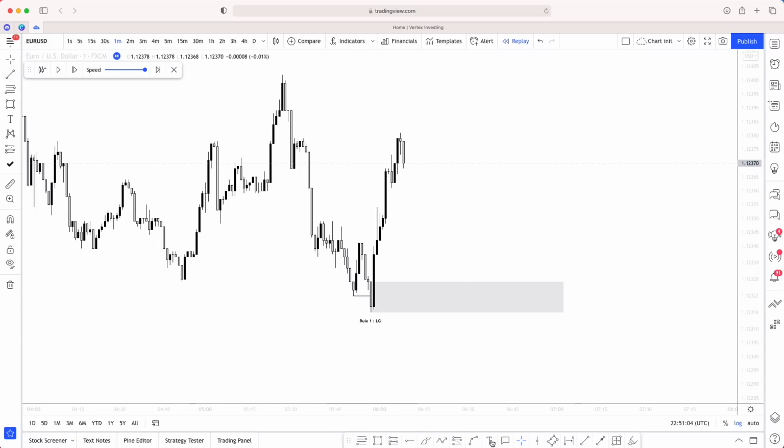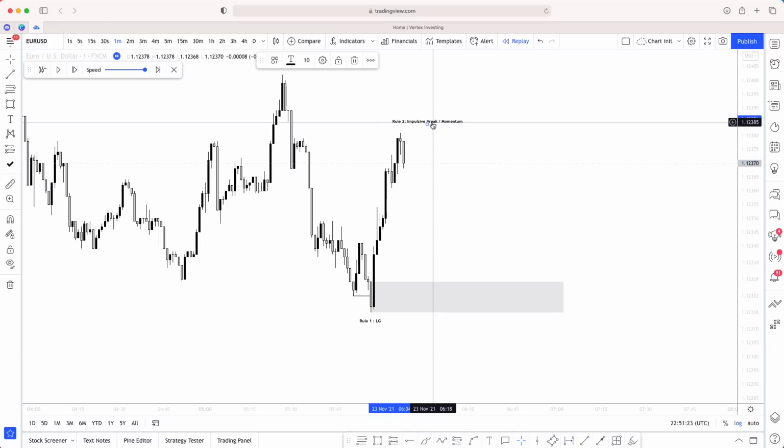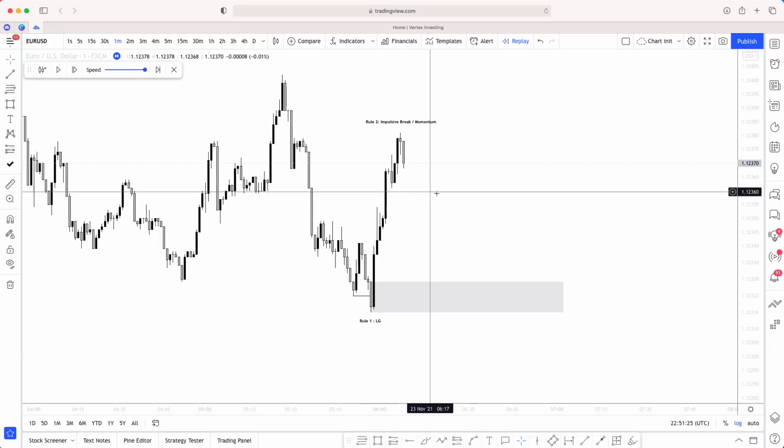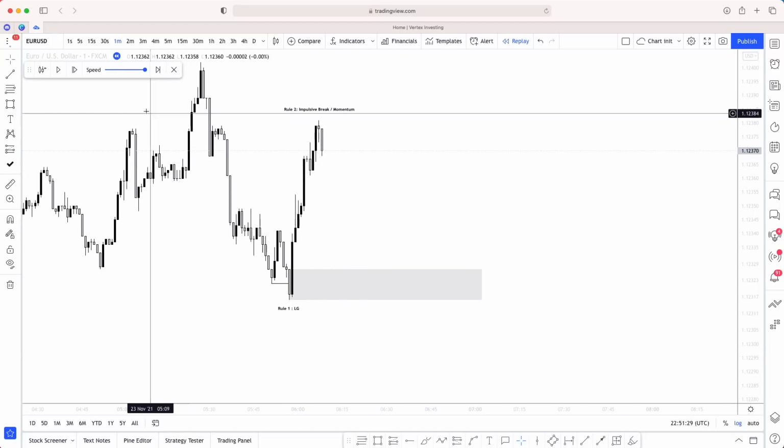Okay, now what was rule 2? Rule 2 was an impulsive break which goes on to break structure with a lot of momentum. That's exactly what we have here. So we have rule 2, which is impulsive break, momentum. Okay, we have that. Now what we need is rule number 3, which is a successful mitigation.